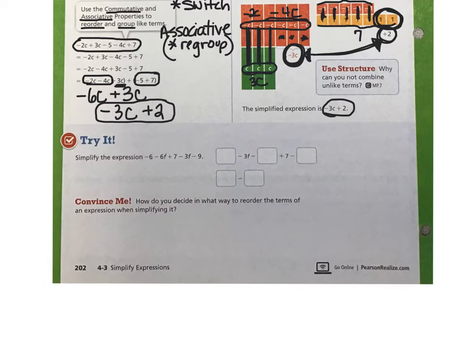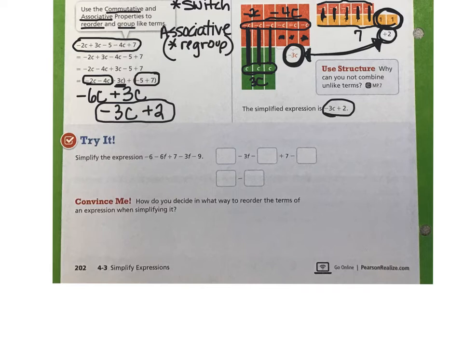In the try it that goes with example 1, I'm going to show you how the book wants you to fill in the boxes that you see there, but I'm also going to show you another strategy. The strategy that I typically use when I'm simplifying an expression is to use different ways of circling or underlining or boxing out the terms that are similar and then put them together.